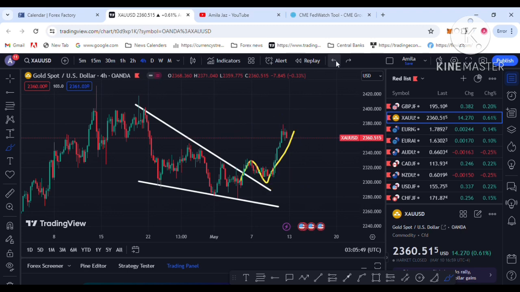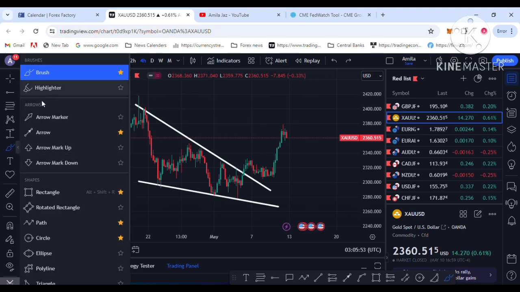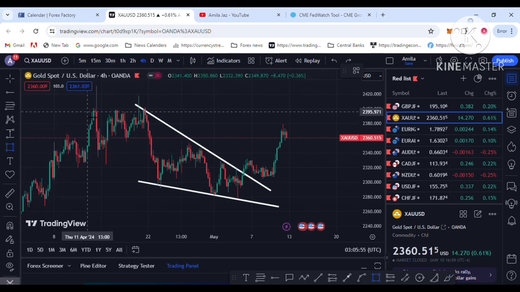So what will happen next week in gold trading? What is going on next week? Technically, I am on the 4 hour chart. You can see on the left side.